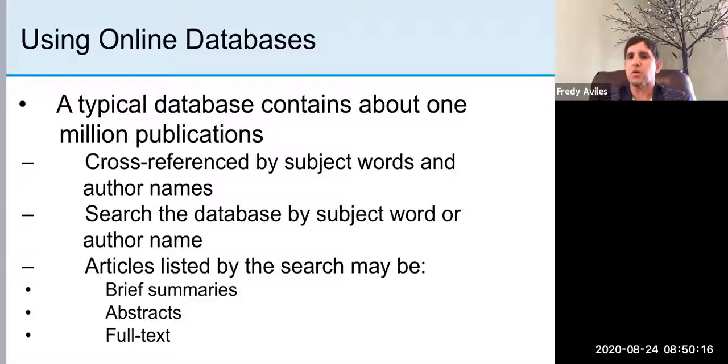So the subject words, the keywords, and author names are how you can find a lot of these publications. You need to know the right authors or the right words. You can search the database by subject word or author name. In the search, you might find brief summaries, or the abstract, which is a summary of what was done in the study, or you might find the full text version.